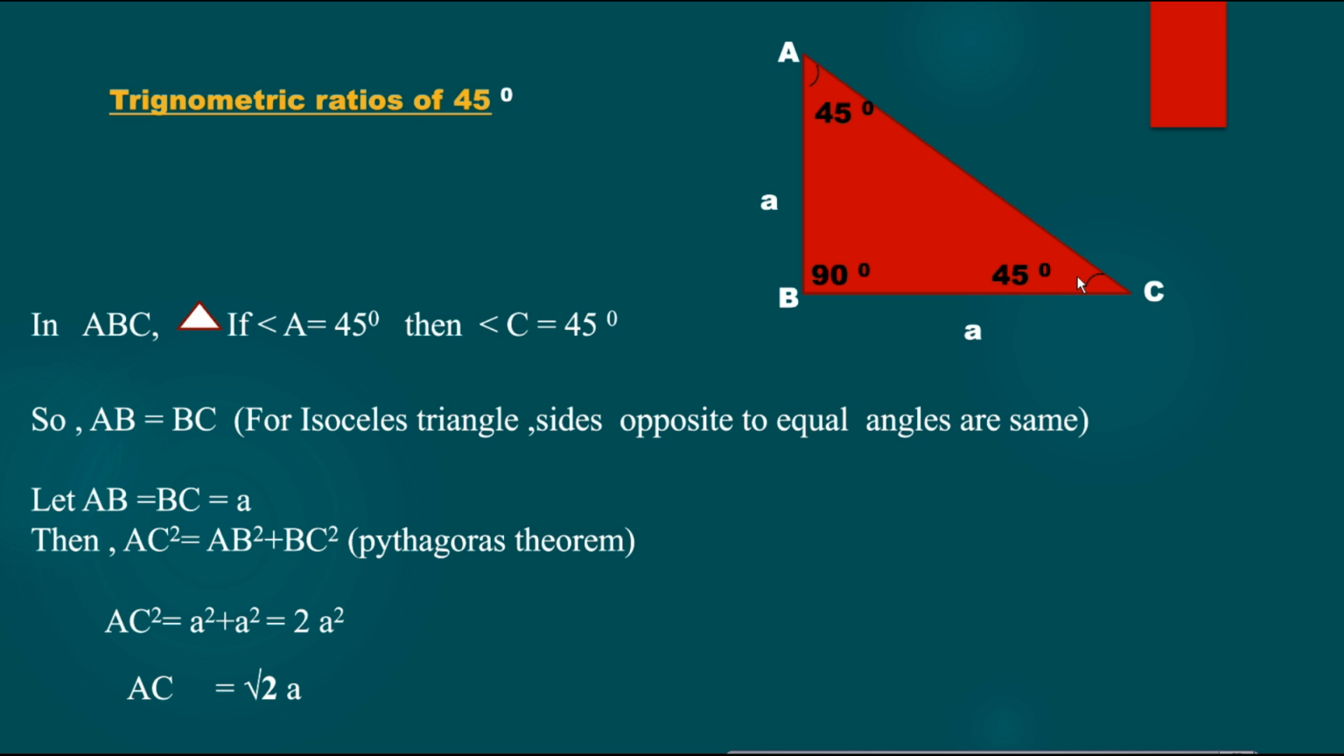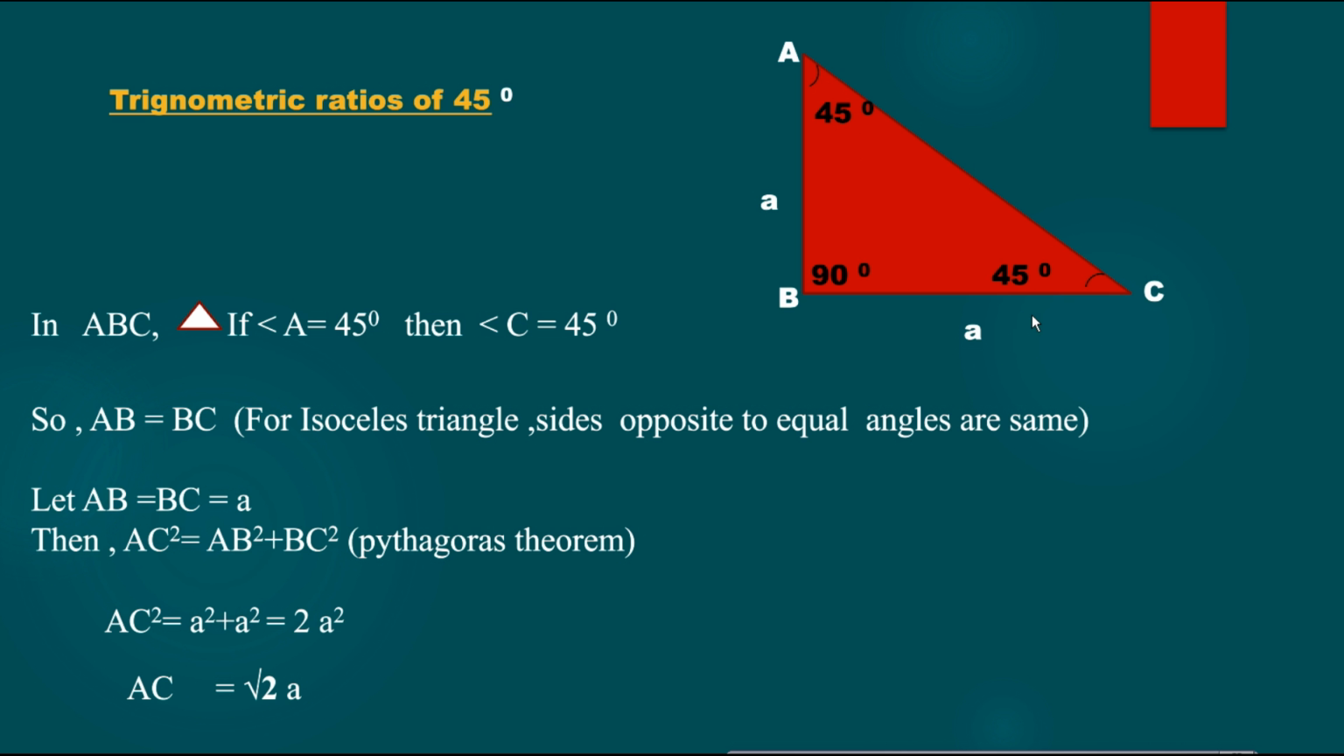Now this triangle becomes an isosceles triangle because two angles are the same. A and C are the same, so it becomes an isosceles triangle. And for an isosceles triangle, the sides opposite to equal angles are the same. Here A and C are equal angles. So the side opposite to angle A is BC, equal to the side opposite to angle C, that is AB. So AB equal to BC.